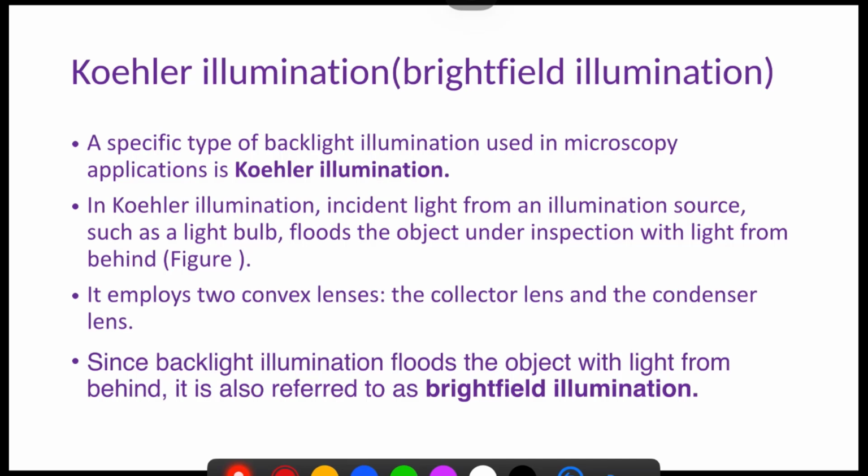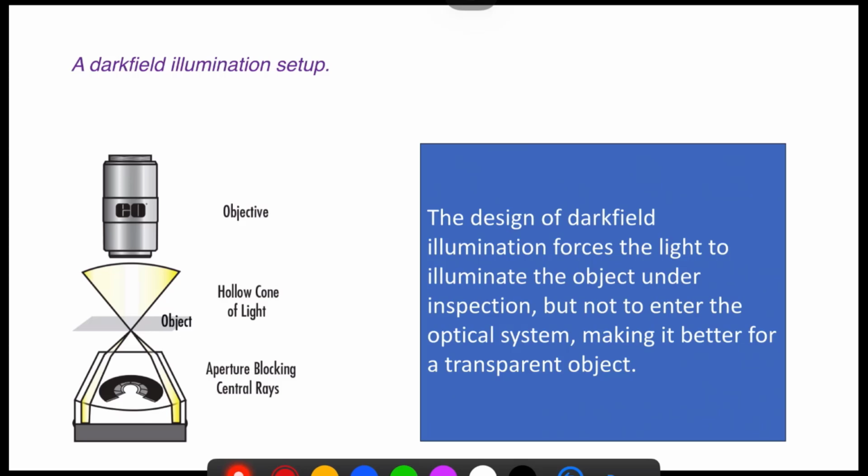So what is that? It is also called bright field illumination. This is a specific type of backlight illumination, and here in this color illumination, incident light from the illumination source such as a light bulb, with the light from behind, it employs two convex lenses. One is the collector lens and another is the condenser lens. And since the backlight illumination floods the object with the light from behind, it is also known as bright field illumination.